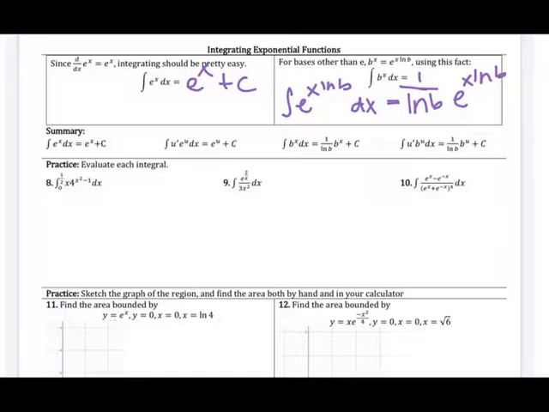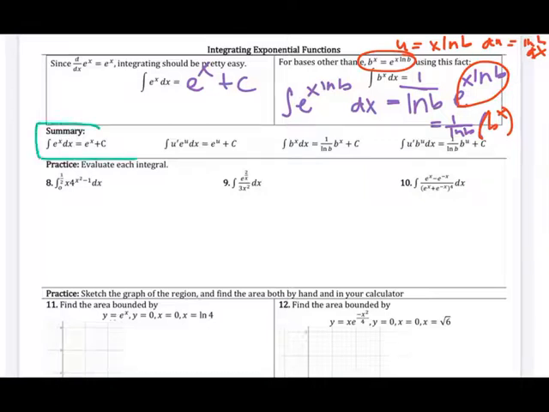And something else I want you to notice is that you may have to use u substitution to follow this process, where you would let u equal x natural log of b. So du would equal natural log of b dx, and you would simplify that through. And then to finish this off, this is the same thing as 1 over natural log of b times b to the x, because e to the x natural log of b is b to the power of x.